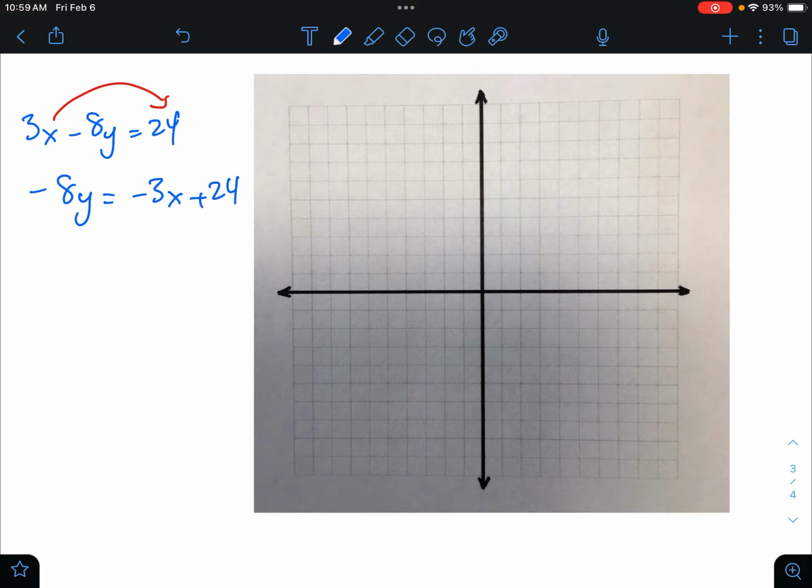I decided to put the minus 3x in front of the 24 because remember, what I'm trying to make is this. So the x is going to go first. So I want it in that format. Now your next step is we need to get the first term to be y. We don't want this minus 8 in front of it. So what we're going to do is divide everything by minus 8.